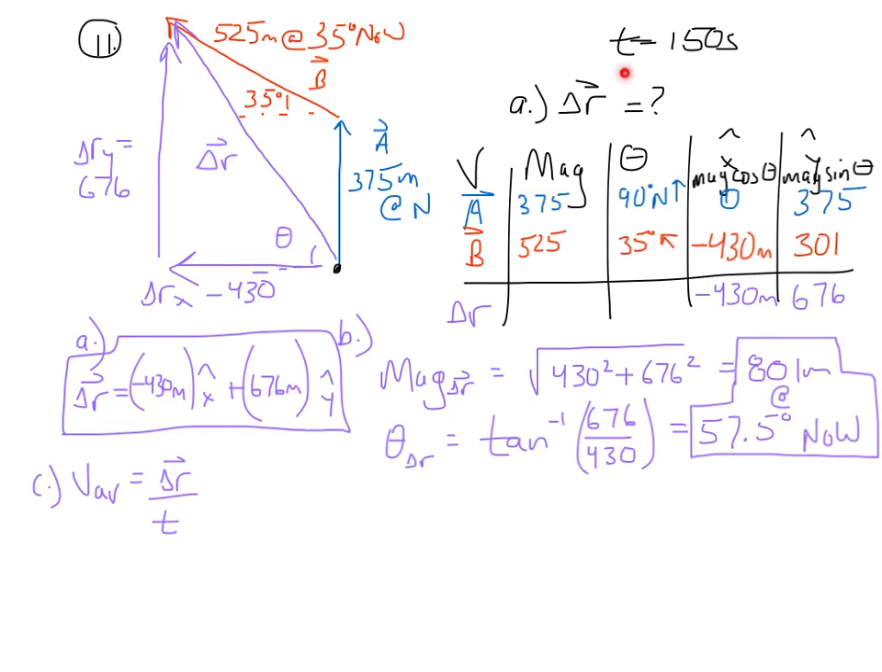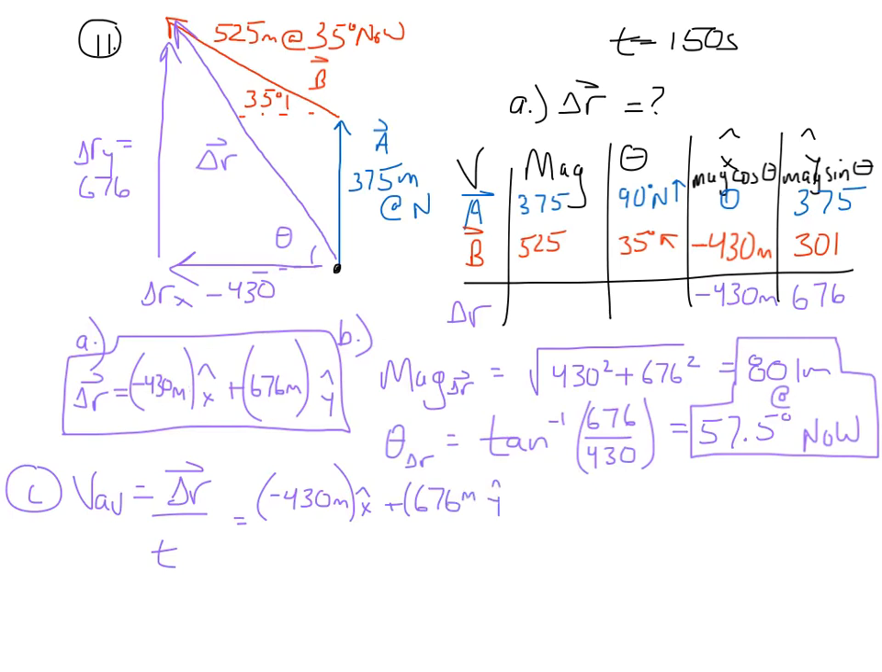All right? This is actually going to be pretty easy. In fact, to do this, I'm going to move this down a little bit. Then I'll show you why in just a second. Average velocity equals delta r, our displacement over time. Well, what is our displacement in unit vector notation? That is negative 430 meters x hat and 676 meters y hat. So how do we take that and convert it into a velocity?